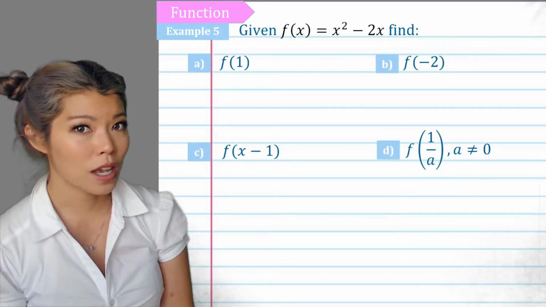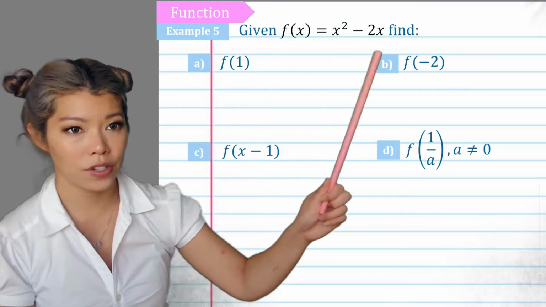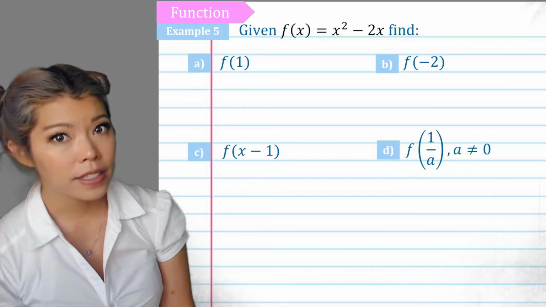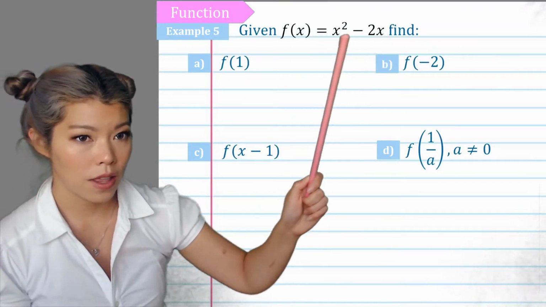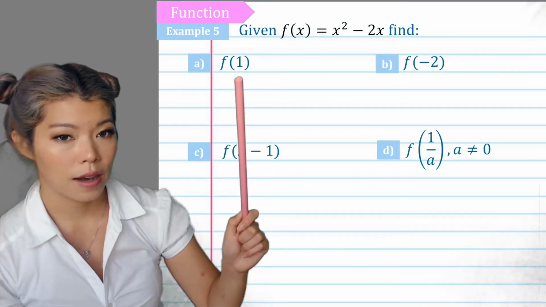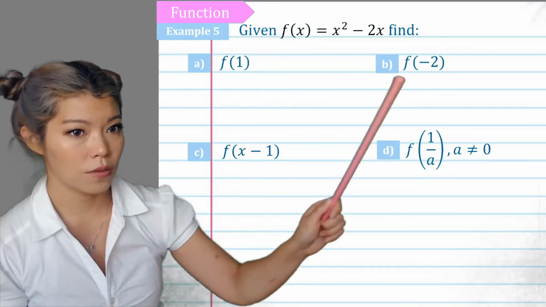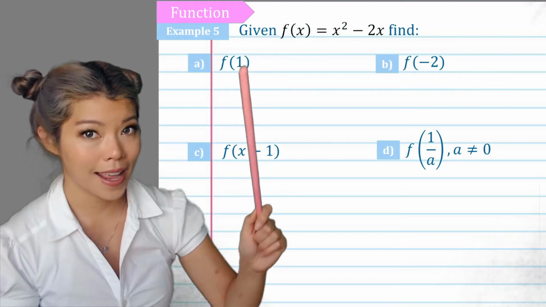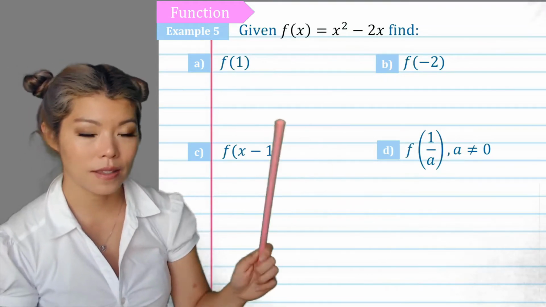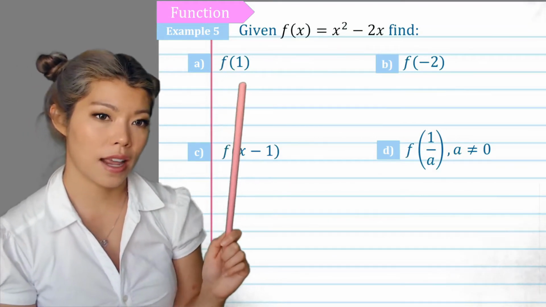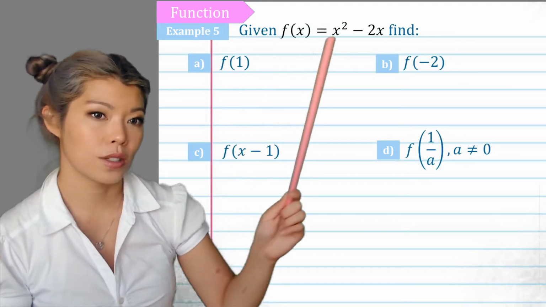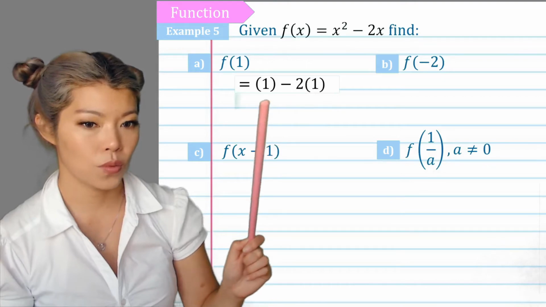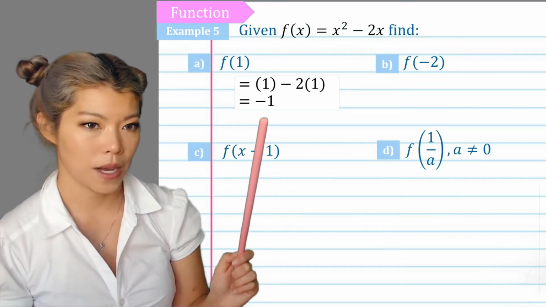What kind of questions are we going to ask you? So we might give you a function and then we're going to ask you, what are these? It is very, very similar to y equals that, and then we ask you, what is y when x is 1? What is y when x is -2? So remember, what goes inside that bracket is the x. So let's do this. So the function at x equals 1, what is it? So we let x equals 1. So 1 squared minus 2 times 1 is going to give us -1.